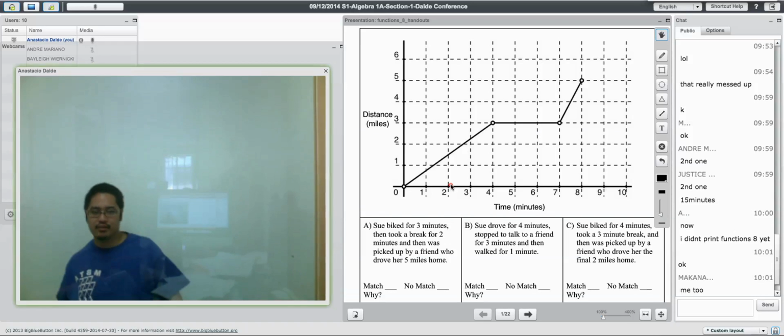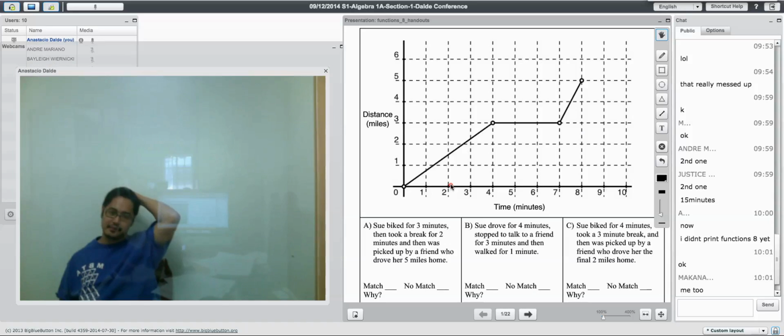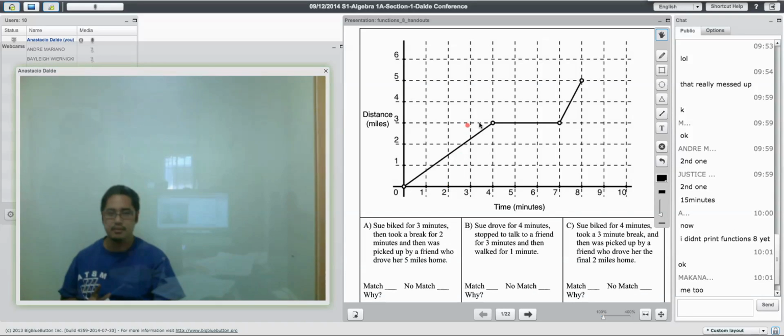Sue biked for 3 minutes. She took a break. Does that match the graph above? All right, what was the question again? Let's talk about the graph above. Sue biked for 3 minutes and took a break for 2 minutes. Is she moving in this diagonal part of the graph?